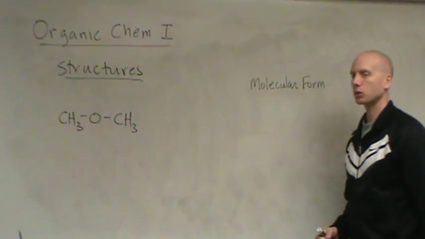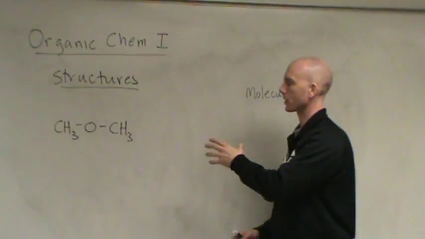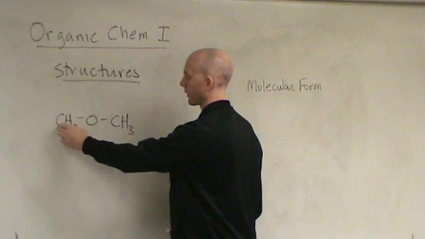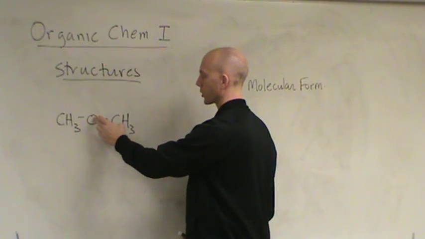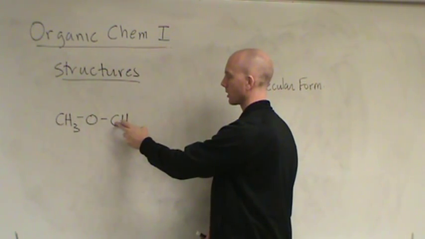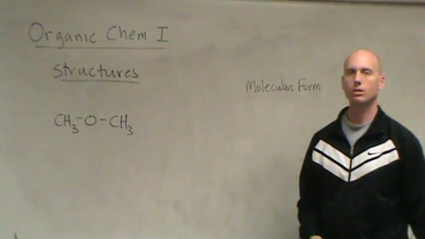Let's suppose we had something like that. You should realize what is attached to what. Okay, so these 3 hydrogens would be on this carbon. This carbon would be bonded to that oxygen. That oxygen is also bonded to this carbon. And this carbon has 3 hydrogens on it.